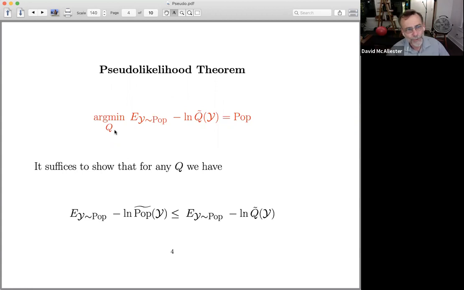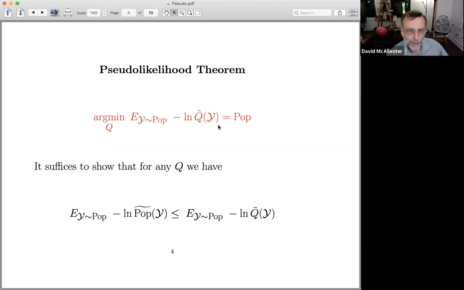Okay, so to prove this theorem, I should point out this is a lot like the cross entropy theorem, right? In the cross entropy theorem, we said that if our model was universally expressive, then the cross entropy loss also has this property, that its optimum is the population. So this is saying that the pseudo likelihood has that same property for this tractable approximation of the model probability.